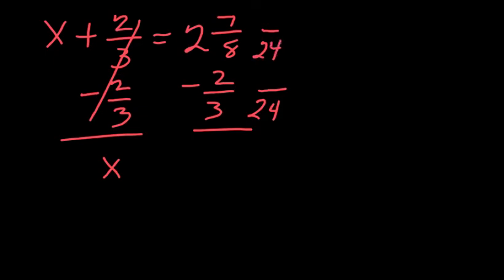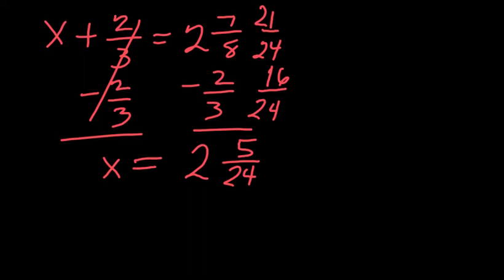So 3 times 8 is 24, 2 times 8 is 16. And 8 times 3 is 24, 7 times 3 is 21. 21 minus 16 is 5. And 2 minus nothing is still 2. So 2 and 5 24ths. It doesn't reduce. Check it.